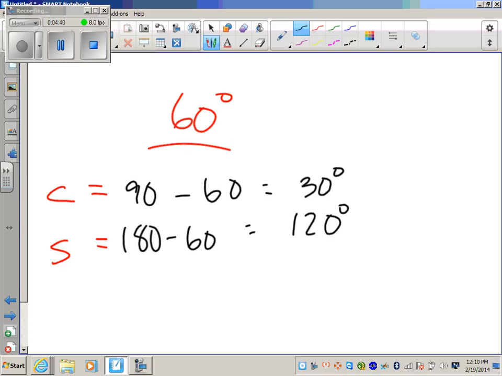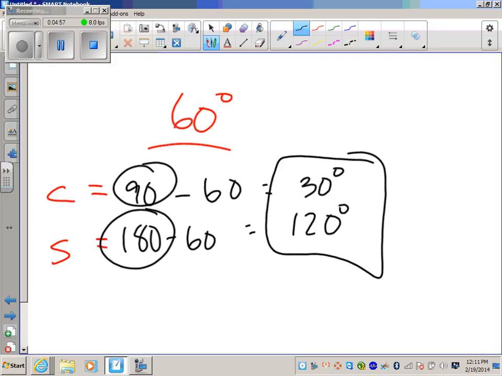30 and 120 is a difference of how many degrees? How many degrees difference is it between 30 and 120? 90. How many degrees difference is it between 90 and 180? 90. Okay? So it should be consistent. If you're asked to find the complement and the supplement of an angle, which I'm pretty sure you're going to be, you need to know how to do that.